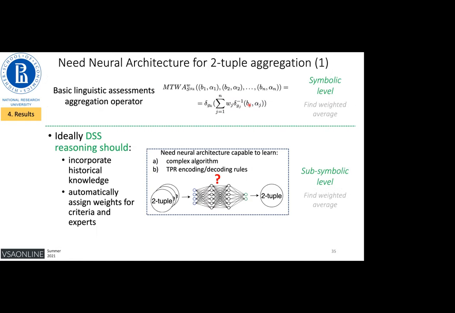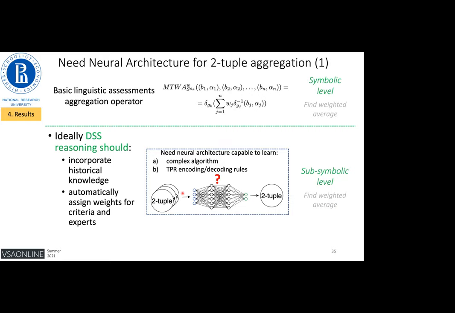The final and the most important part here is a neural architecture for two-tuple aggregation. As we have already learned, there is a symbolic rule of how we work with two tuples. We need to translate them back to numbers, and then we need to perform some mathematical operation. Once we want to make the reasoning happen on the subsymbolic level, we need something subsymbolic that would accept two tuples as the input and respond with a new two-tuple, which will stand for the result of aggregation, that would do two things. First of all, it would aggregate two tuples. And the second thing, it will learn how to decode and to encode tensor product representations.